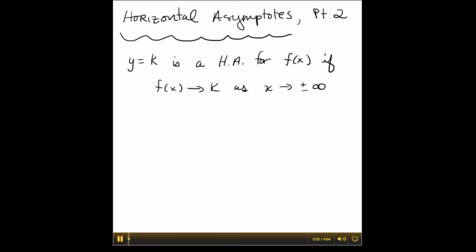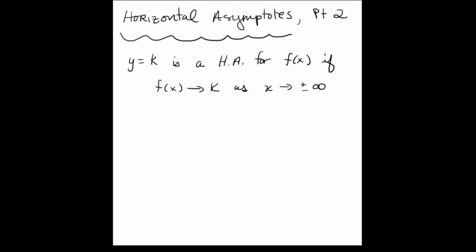Alright, we continue our series on horizontal asymptotes. This is part 2. Let's remember our definition of a horizontal asymptote. The line y equals k is a horizontal asymptote for my function f if f of x approaches k as x approaches plus or minus infinity.